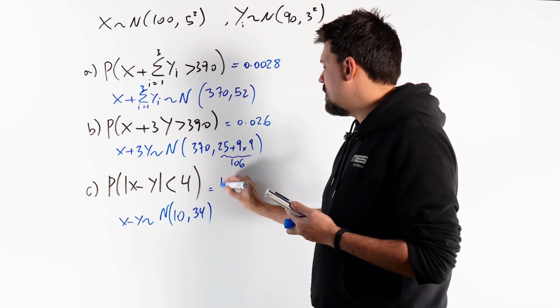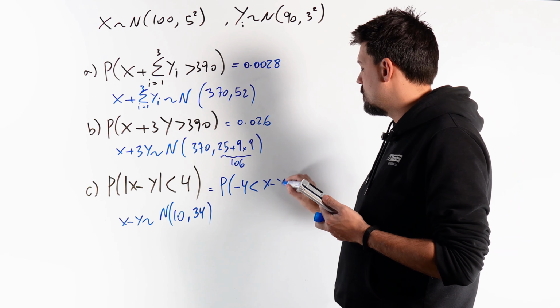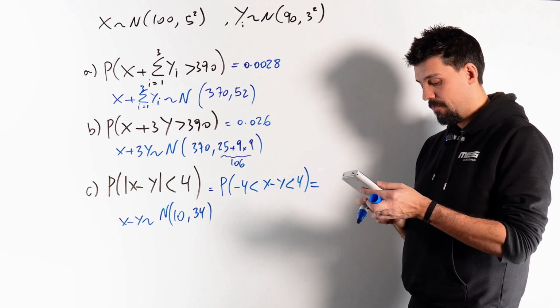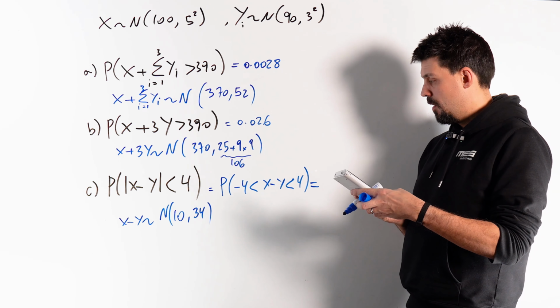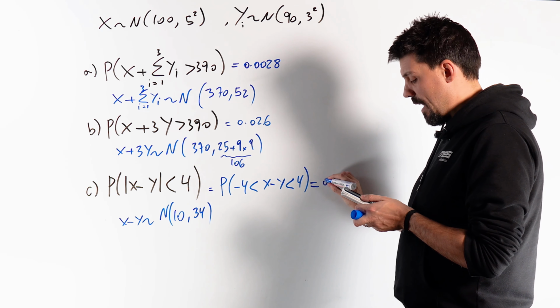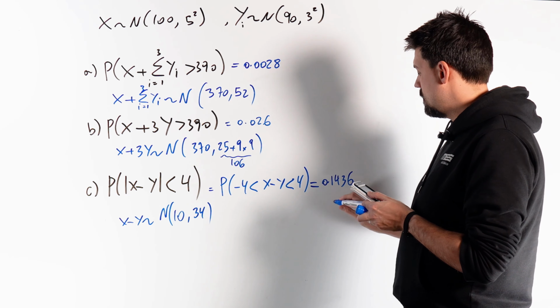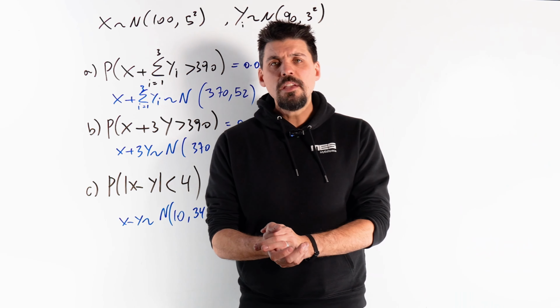And now we probably do need to have a little look at this, but all this means is that the modulus of X minus Y itself is between 4 and minus 4. And plug all of that in, and I get 0.1436. Very nice.